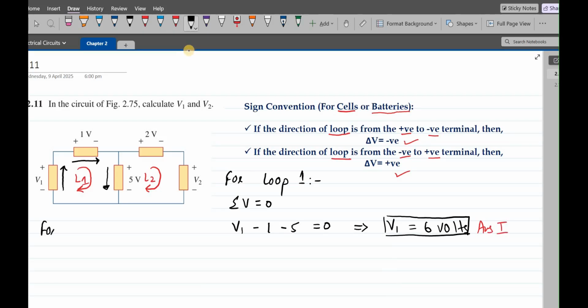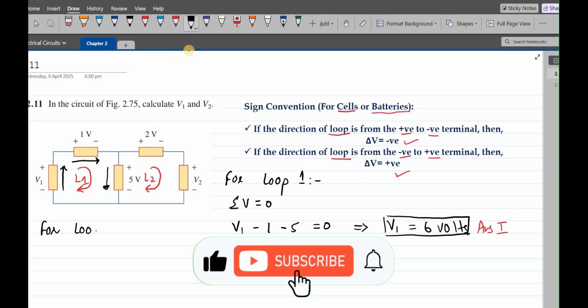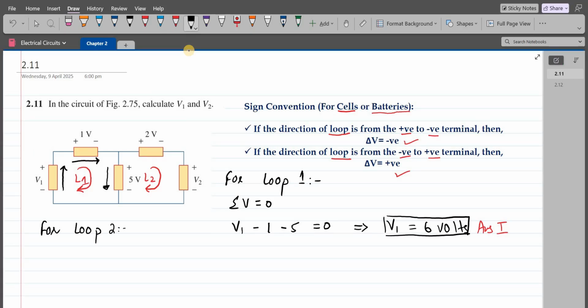Now for loop 2. Again we have to apply the KVL. So the algebraic sum of potential differences in a closed loop is 0. Now I want you to analyze the movement of the loop L2. Loop L2 is moving in the clockwise direction. So when it moves from this 5 volts, it is moving from negative to the positive terminal. So according to the sign convention, these 5 volts will be taken as positive.